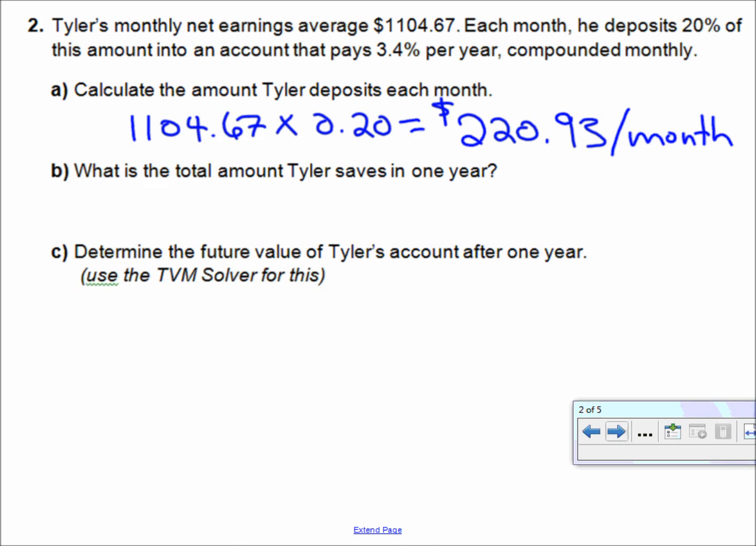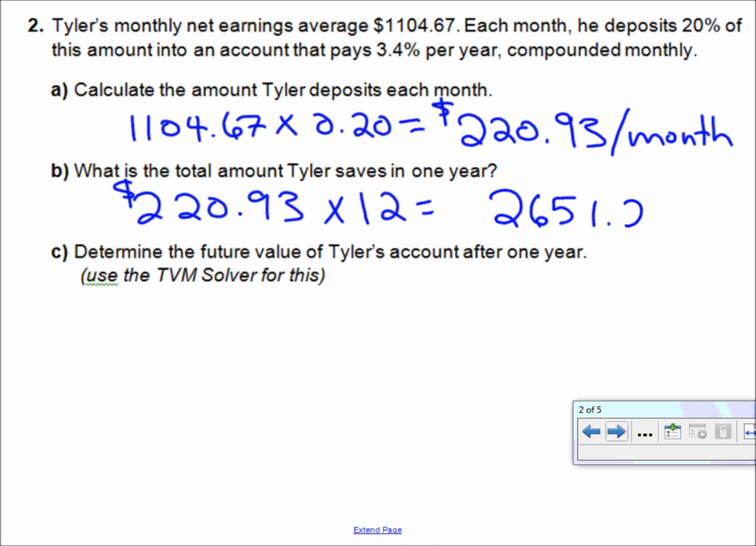What is the total amount Tyler saves in a year? This is just how much he's saving. If he's putting in $220.93 a month, we're going to times it by 12 to see how much money he's actually saving. So he's saving $2,651.21. That's how much money he's physically putting away.